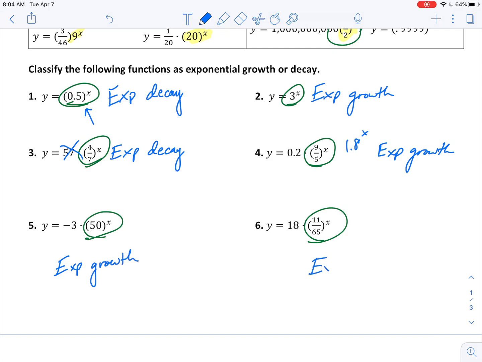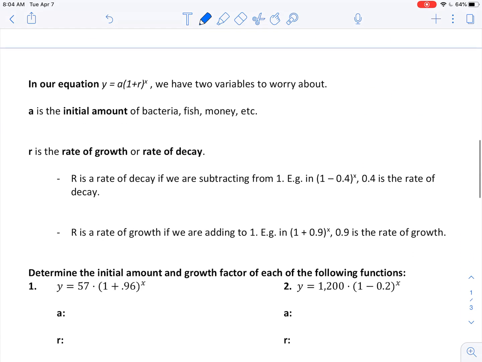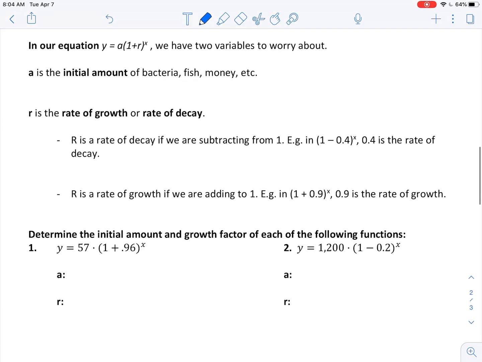Alright, I'd like you guys to pause the video here and try these last 2. So this would be exponential growth, and this would be exponential decay.